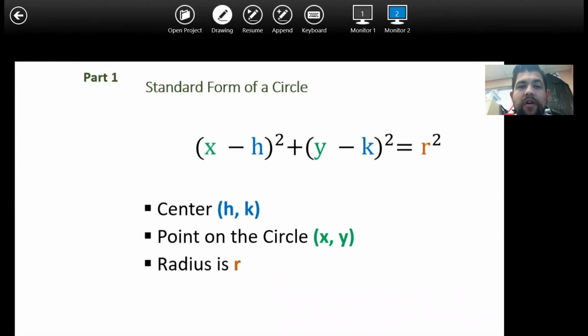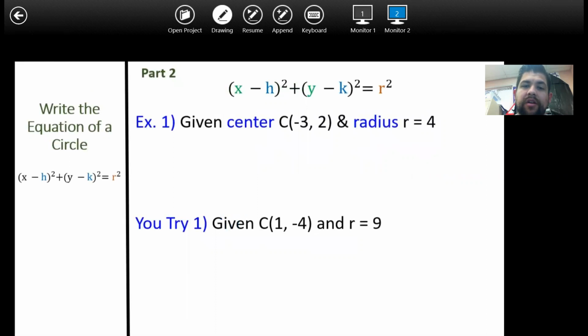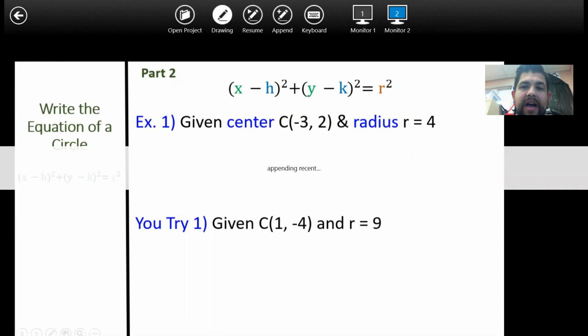Before I jump into our second part and start writing these up, we want to make sure we understand that the equation of the circle is given to you on the left-hand side. We want to be able to apply the values that correspond to each of these. So we're going to write up the equations that correspond to them.